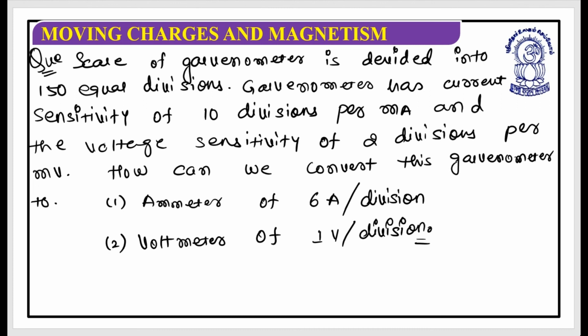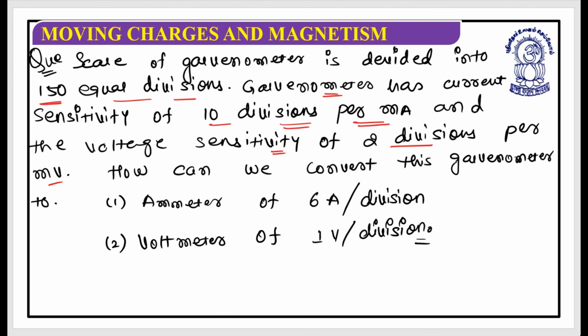So have you done it? Yes. So what does it say? The data has been given in a different method. They say that a total of 150 equal divisions are there, and this galvanometer has a current sensitivity of 10 divisions per milliampere and a voltage sensitivity of 2 divisions per millivolt.